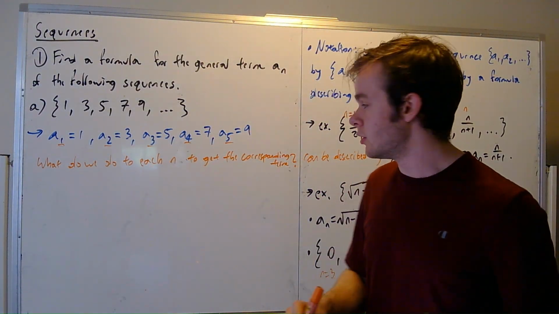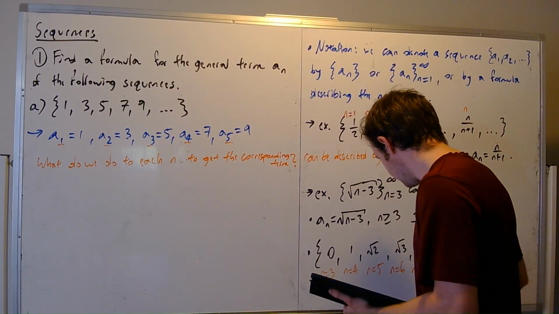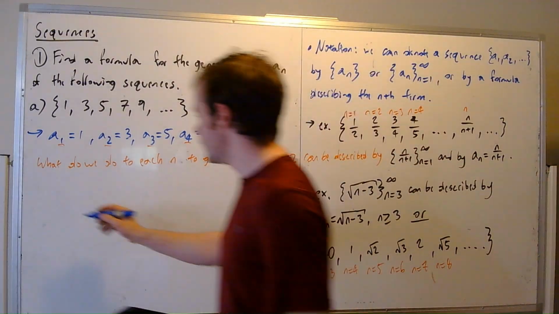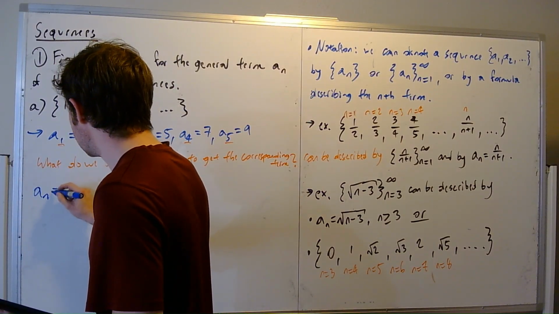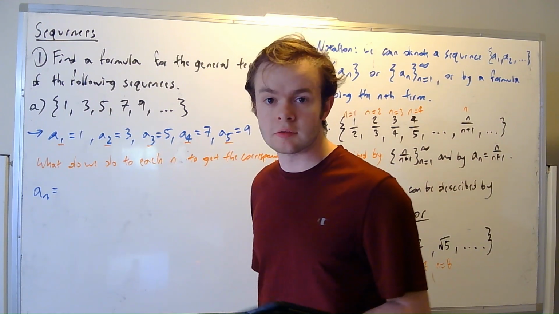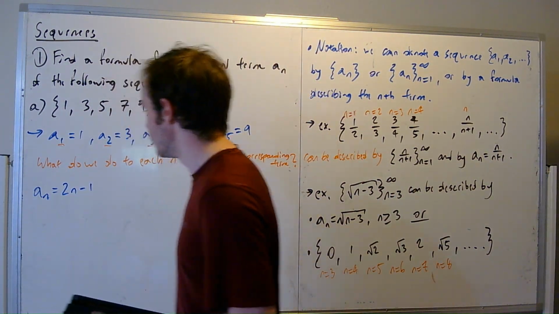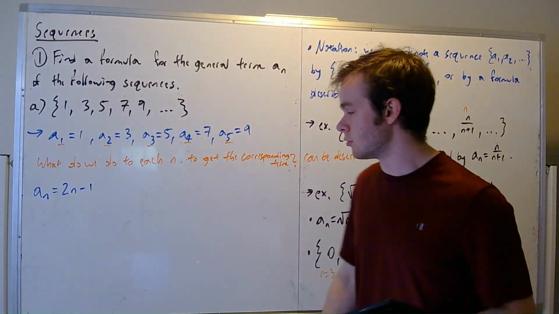So I encourage you to pause it here and think what the formula should be. But it turns out our formula, a_n, is going to be equal to, so you double the number and then you subtract 1. So it's going to be 2n minus 1, right? We can just check that that works for all of these.